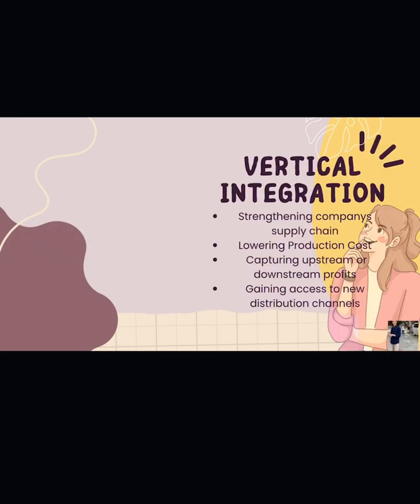Now let's proceed to vertical integration. Vertical integration happens when a company buys another company that is involved in the same industry production process. It can be done for a variety of reasons, including strengthening the company's supply chain, lowering production costs, capturing upstream or downstream profits, and gaining access to new distribution channels.